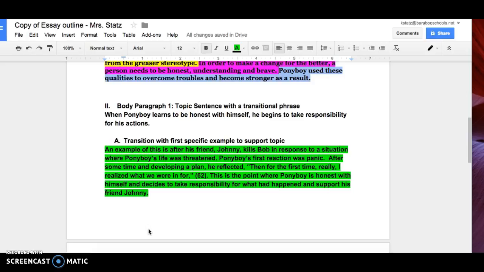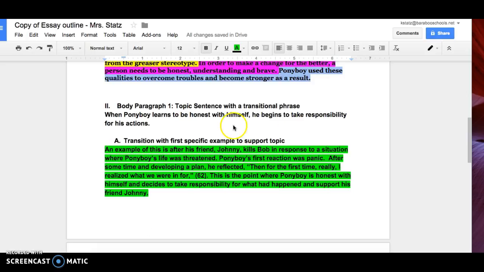If you are doing just one character and one book, you might do one characteristic of your character. So maybe that they were honest and talk about that and give some examples. And then in the second body paragraph, you could talk about another quality that they had. So maybe, for example, bravery.